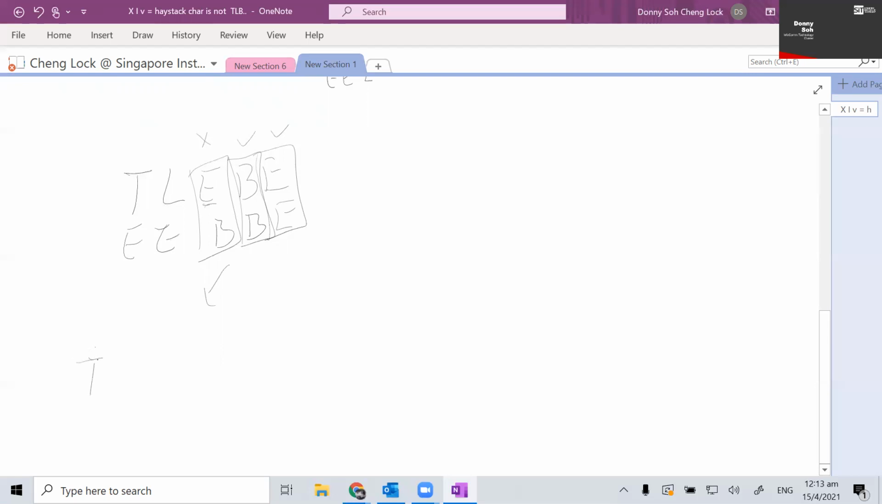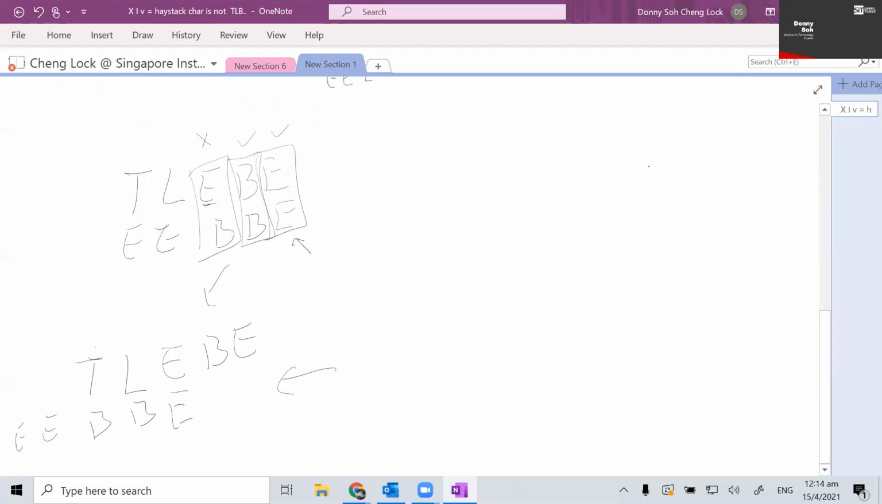T, L, E, E, E, E, E. What's the rightmost character of E? Is this E over here. So we end up with the unfortunate situation that we are shifting back. And this is the situation that we want to avoid. So in this case, scenario 2 by itself is not sufficient.